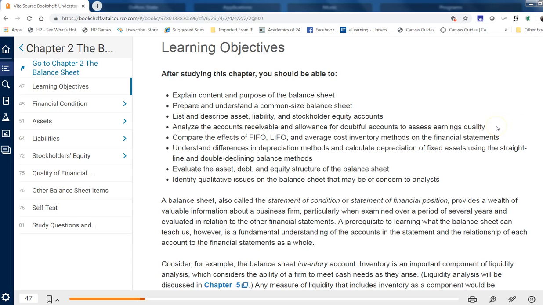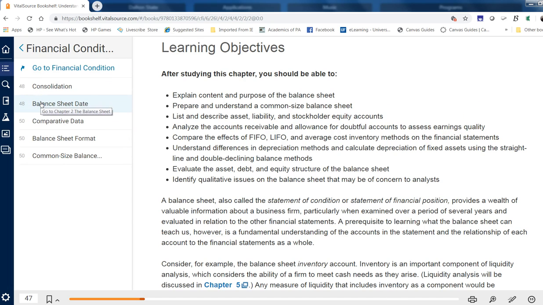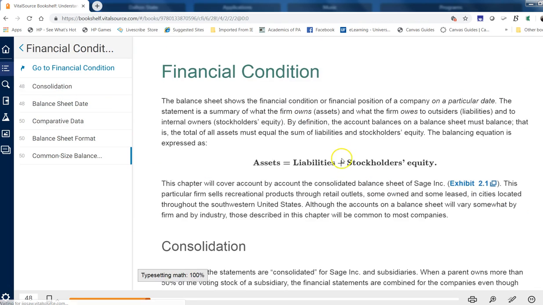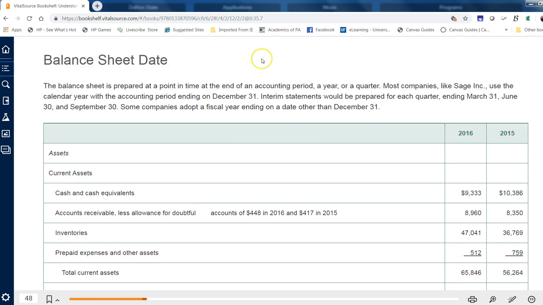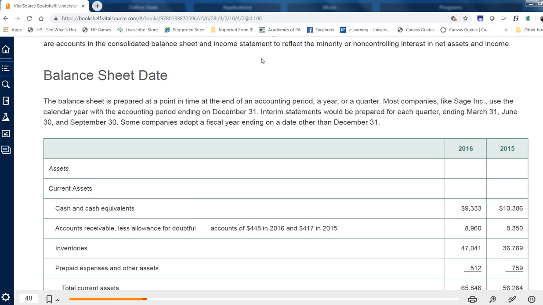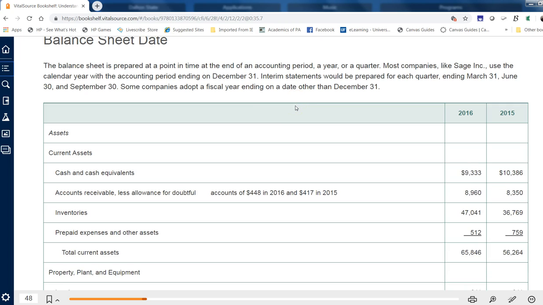All right, in the second part of the discussion of Chapter 2, we're going to look specifically at the balance sheet. So I want to go to the balance sheet data. Let me close out the table of contents here. So this is balance sheet data for Sage Inc., and it is for their year ending December 31st.